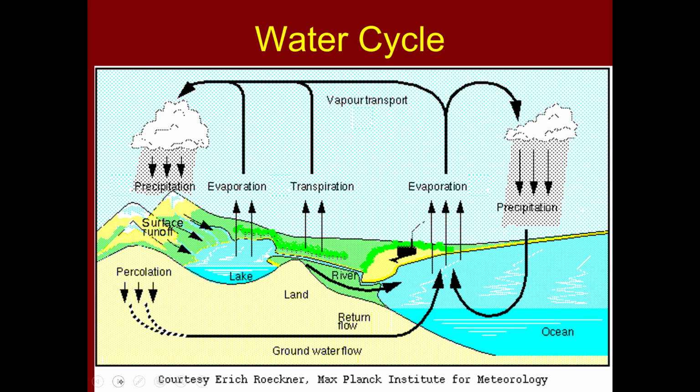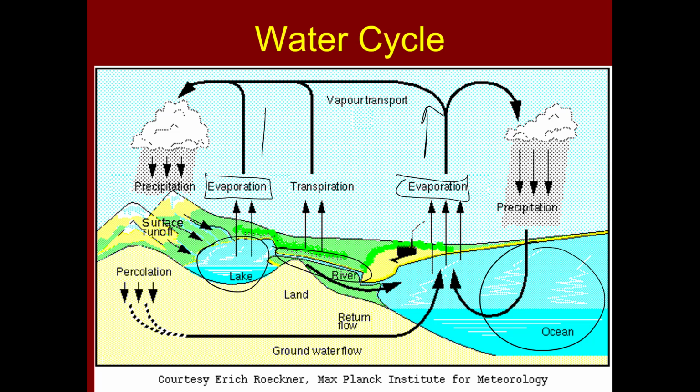So if we look at a bigger version of that water cycle, realistically, we're going to have water either in a lake, an ocean, or a river, somewhere we see that water being held. And what happens is, with heat, that water is going to turn into a gas and evaporate up into the atmosphere.